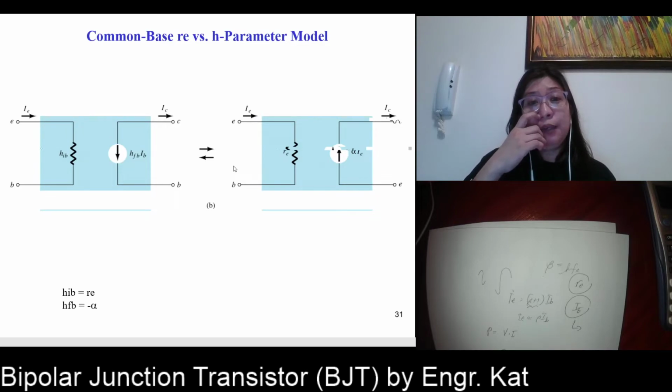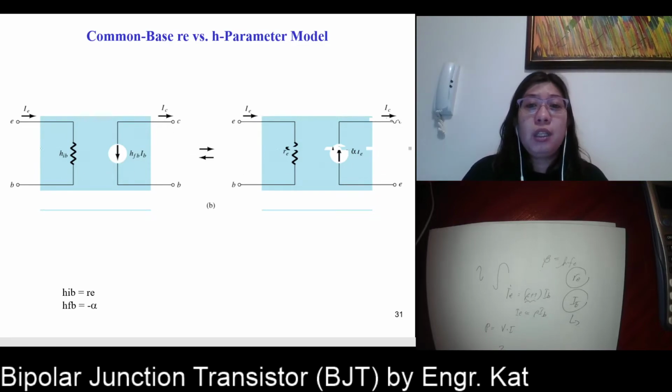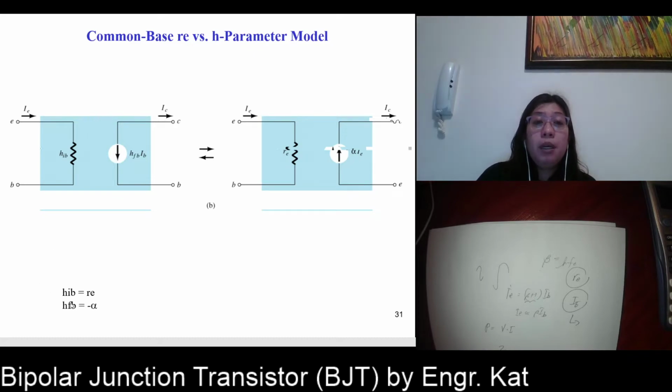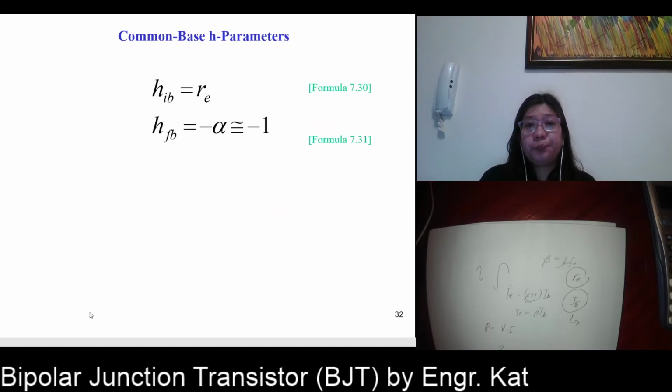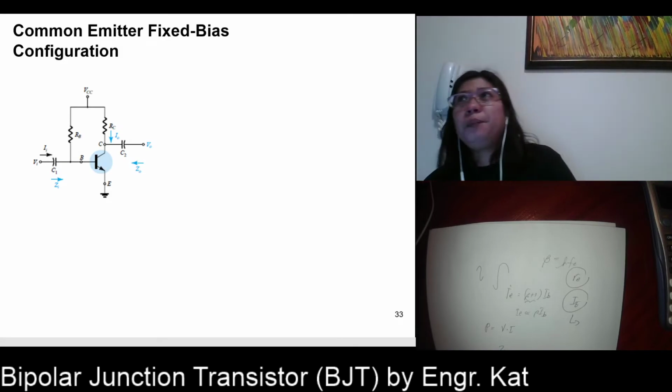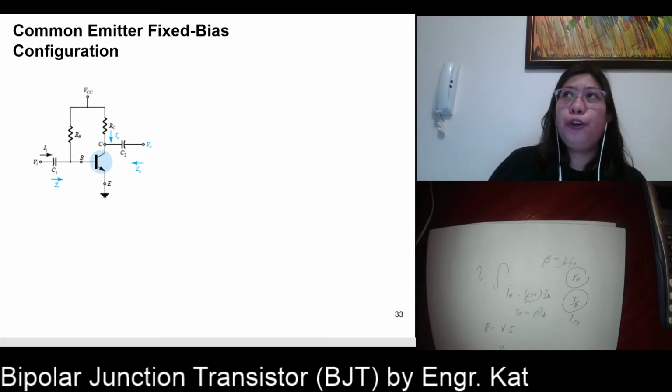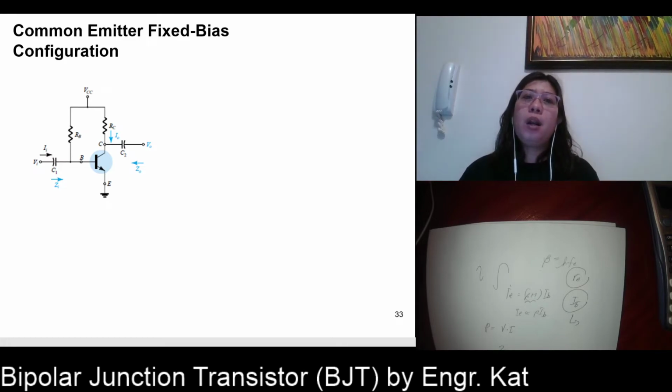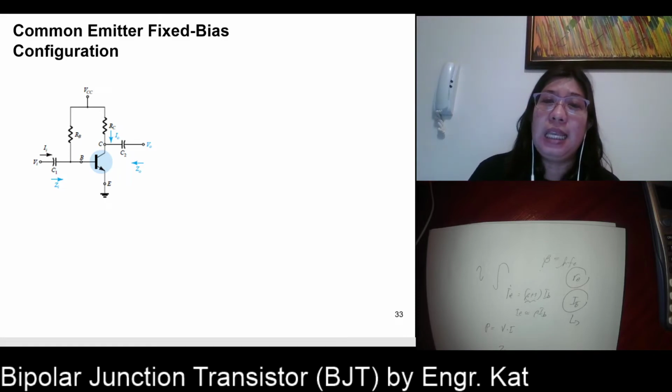For common base, you can see you have here B, so that is equivalent to RE. So HIB is equivalent to RE. As for HFB, look at the direction of the current. They are not the same, so we have here a negative sign. That is your negative alpha. So HIB is equivalent to RE and HFB is equivalent to negative alpha, or negative 1. Now we can relate your models with the different configurations that we have discussed in the DC analysis.